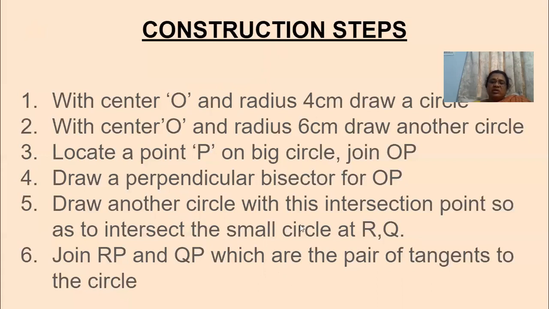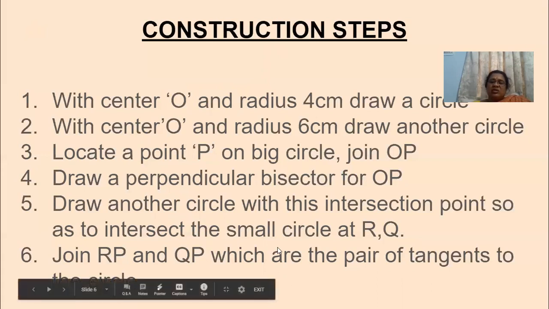That circle will meet the smaller circle where they meet, at R and Q. Those two we have to join, that is PR and PQ. These two are nothing but the tangents for the circle. Now we may move on to the third construction, that is a very important construction.